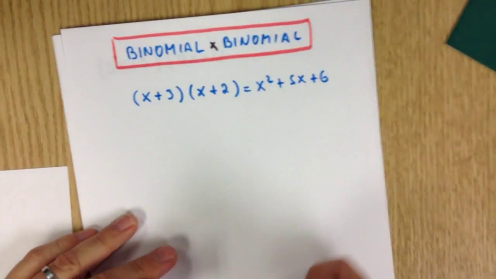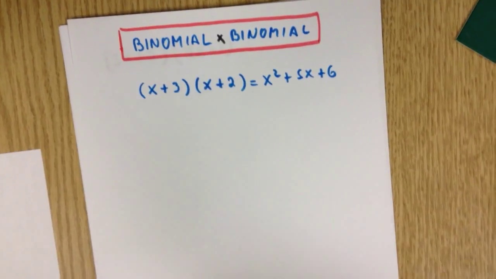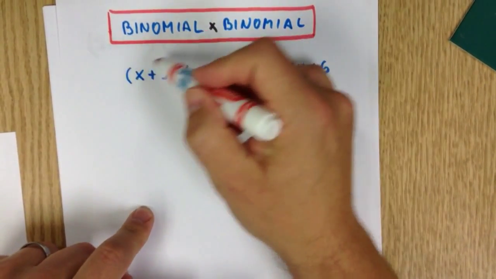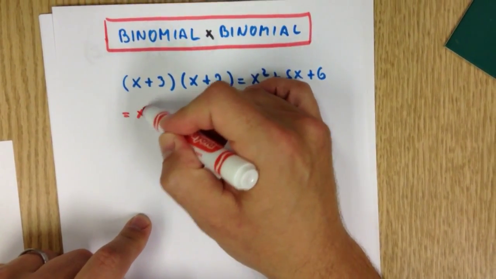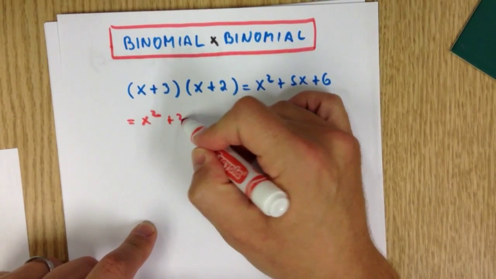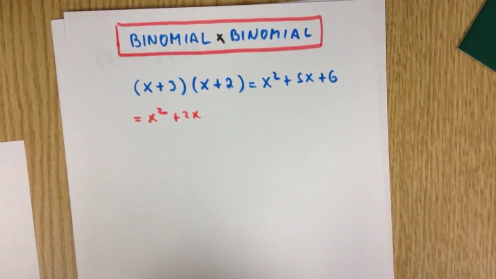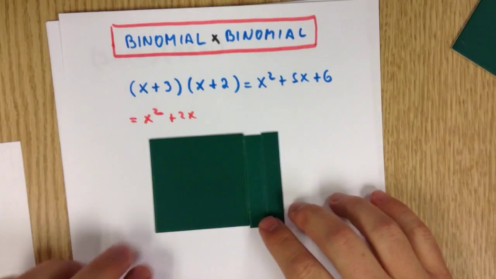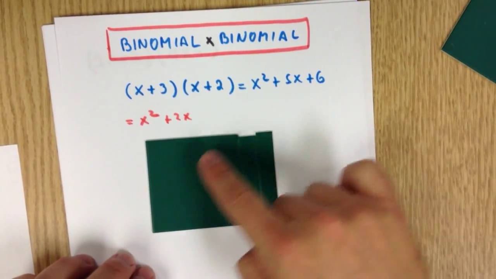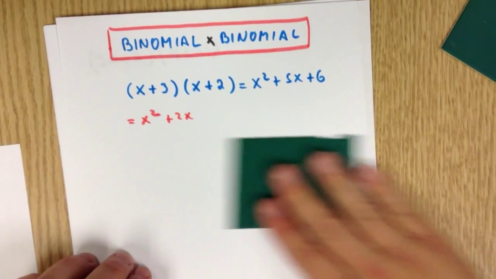So I would do it this way. It's like you pretend the 3 is not there, and you say x times x gives me x squared, and x times 2 gives me 2x. That actually is representing the top part. So this is the x times 2. That gives us x squared plus 2x.